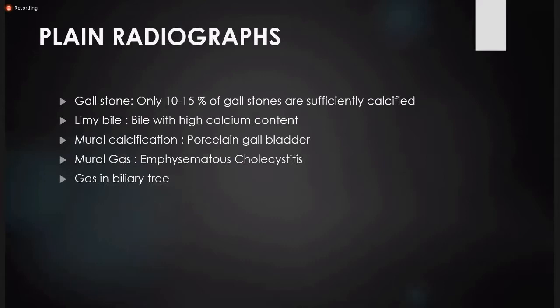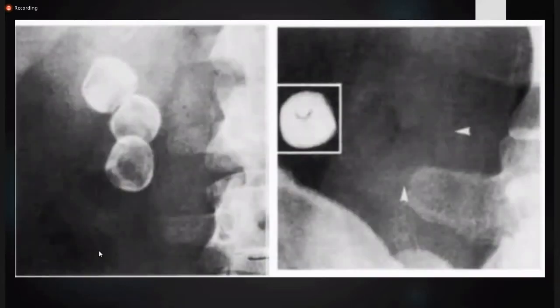Plain radiographs. Plain radiographs are not the imaging that you prescribe usually, but incidentally, you can find findings on the plain radiograph related to the biliary system. Like you can see gallstones, of which only 10 to 15% are calcified enough to be seen on plain radiograph. Limy bile can be seen. Mural calcifications of the gallbladder can be seen. Mural gas and gas in the biliary tree can be seen. This is how you see calcified calculi on the plain radiograph.